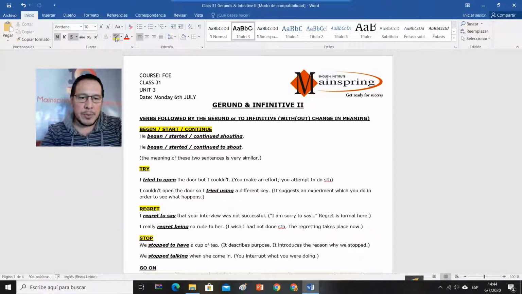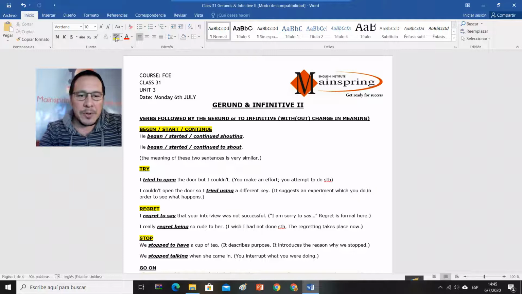Another verb which implies difference in meaning, whether followed by the gerund or followed by the infinitive, is stop. And here we have the examples. We stopped to have a cup of tea. That indicates purpose. Okay? It introduces the reason why we stopped. We stopped, and the idea was to have a cup of tea. We wanted to have a cup of tea. Okay, we stopped because we wanted to do so.